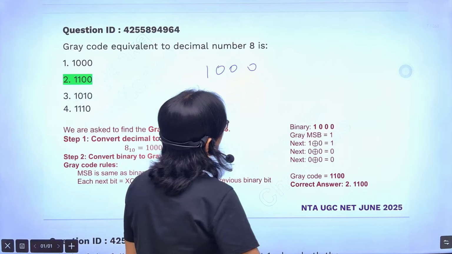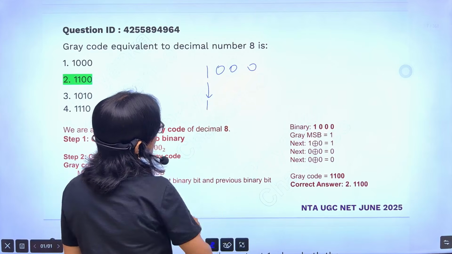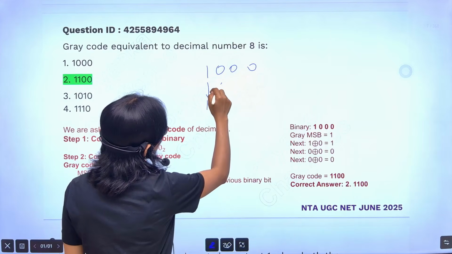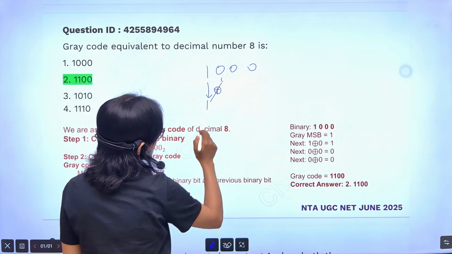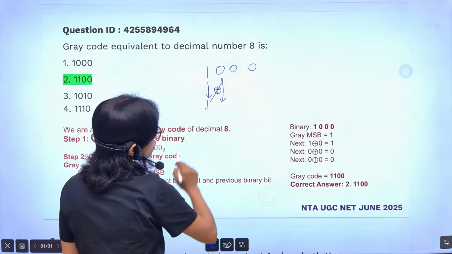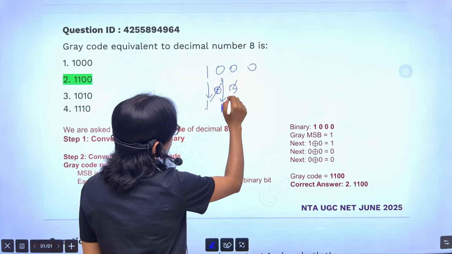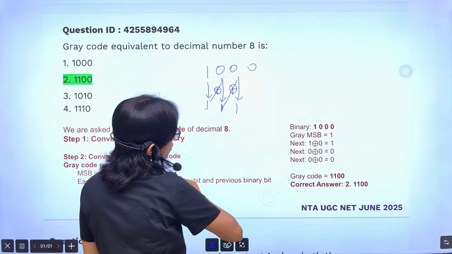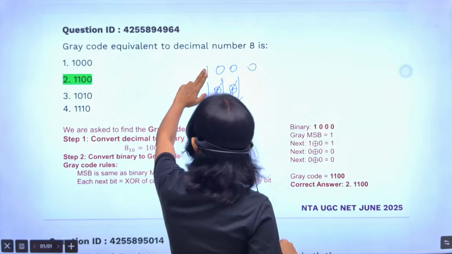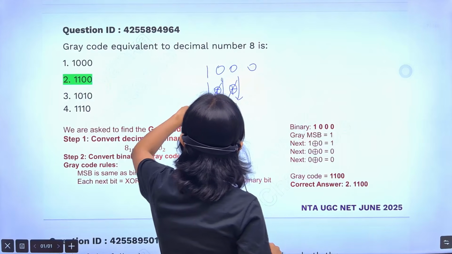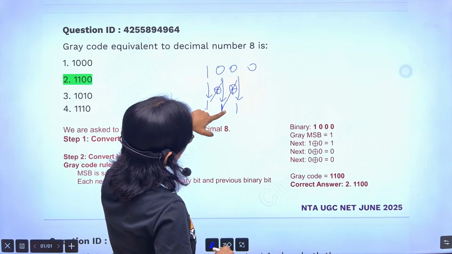The rule of gray code means you will write the first number 1 directly here. After that, from this one and this one I have to do the XOR operation. That means 1 and 0, I will do the XOR operation. I get 1 here. Then again 1 and 0, I have to do the XOR operation. I will get 1 here.